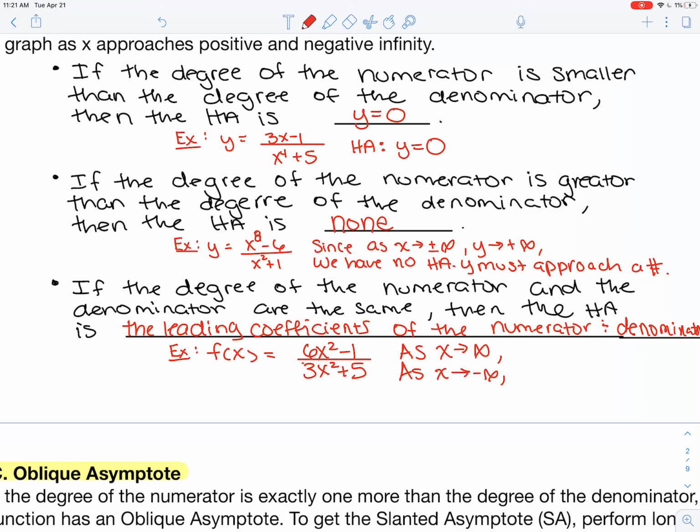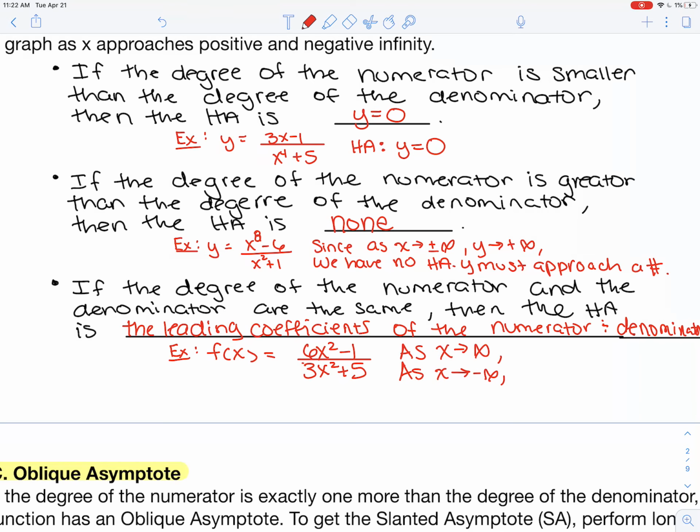And then think about it: if I plug in infinity to the 8th minus 6, and then on the bottom infinity squared plus 1, the numerator is growing a lot faster. So because it's growing a lot faster, you're approaching an infinite number.